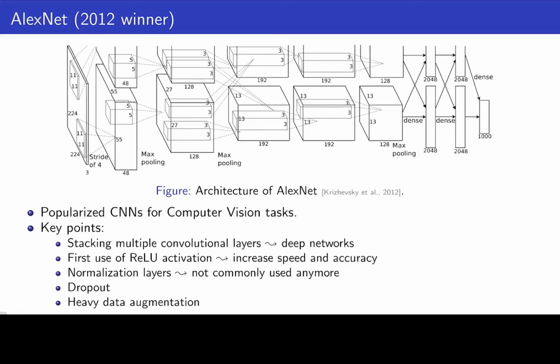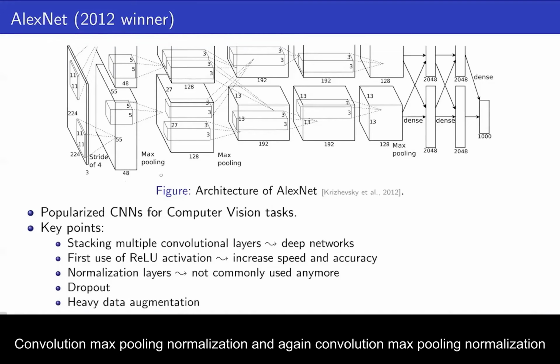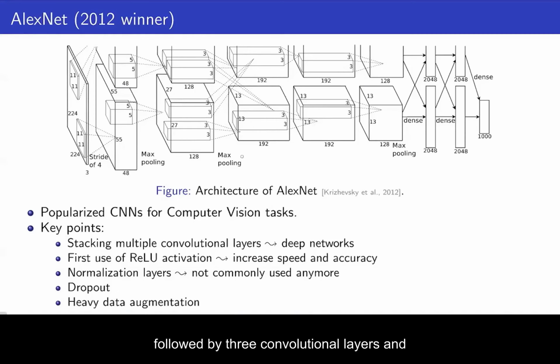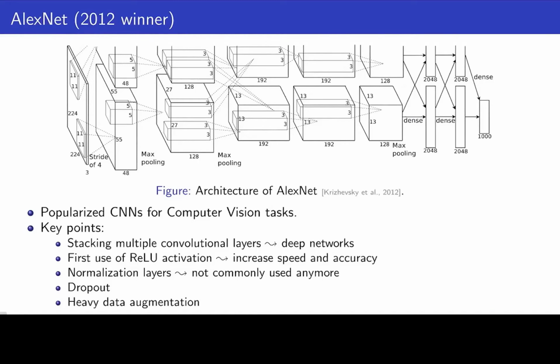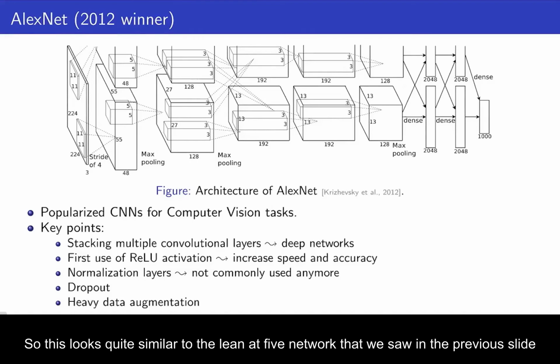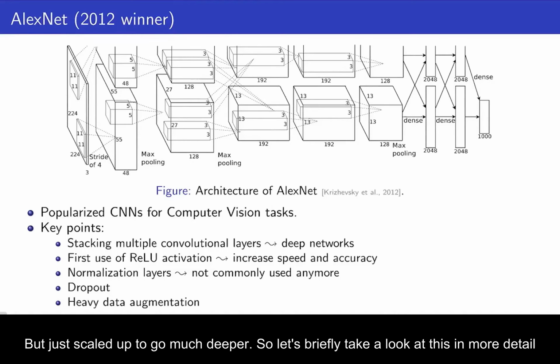AlexNet has this architecture of convolution, max pooling, normalization, and again, convolution, max pooling, normalization, followed by 3 convolutional layers and 3 fully connected layers in the end. The last fully connected layer has 1,000 units. This is because ImageNet has 1,000 classes. This looks quite similar to the LeNet-5 network that we saw in the previous slide, but just scaled up to go much deeper. Let's briefly take a look at this in more detail.